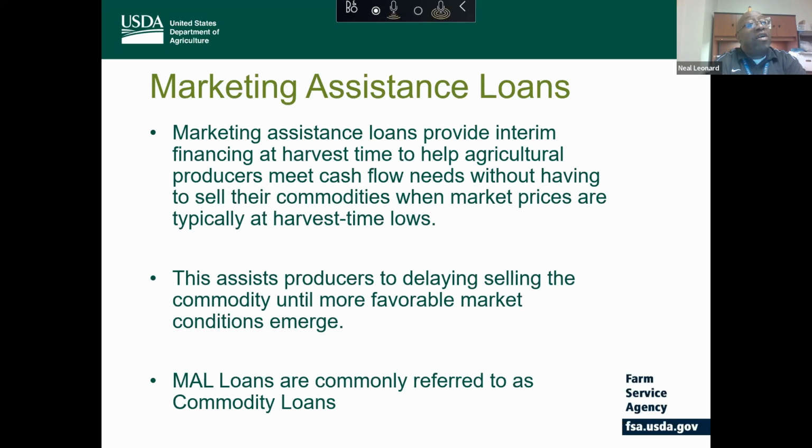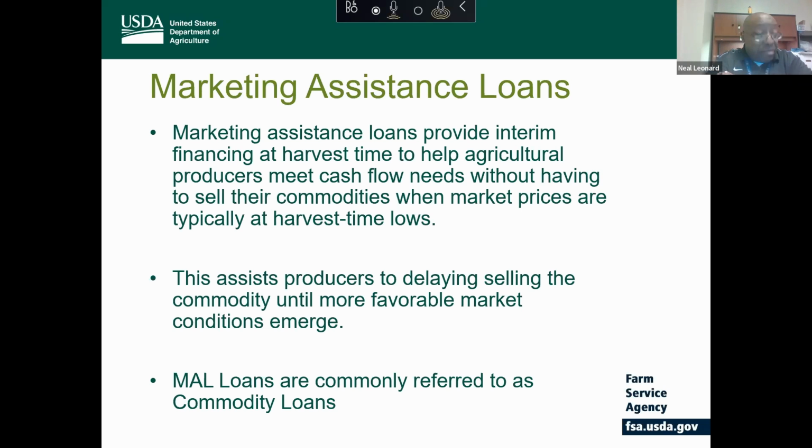And the point that I'm trying to make here is that this is what the marketing assistance loans try to assist those farmers out there to say, hey, look, right now, I don't want to sell my crop because the market prices are low. They can go on and put their crop on loan until market prices get a little bit better.